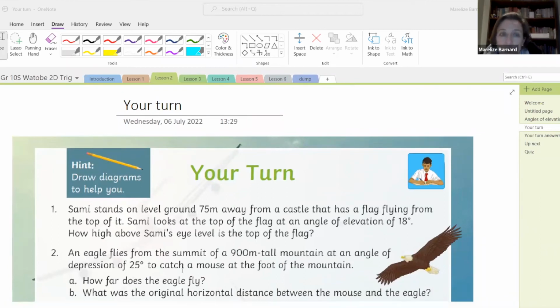Okay, so I'm going to read it out loud now, and then you can have a moment to read it on your own. Right, so Sammy stands on level ground 75 meters away from a castle that has a flag flying from the top of it. Sammy looks at the top of the flag at an angle of elevation of 18 degrees. How high above Sammy's eye level is the top of the flag? Okay, so I'm going to keep quiet for a second, and then you read, and when you are done reading, post this emoji for me when you are done reading.